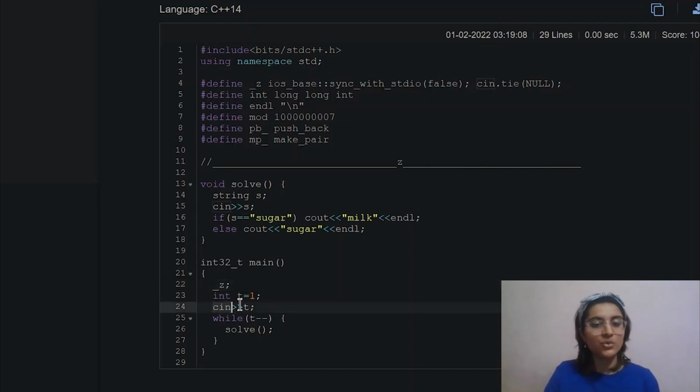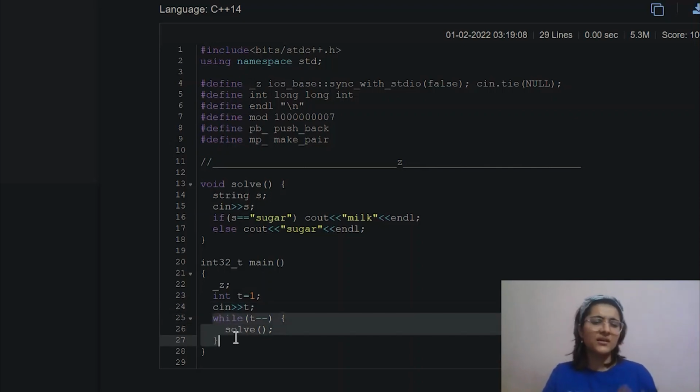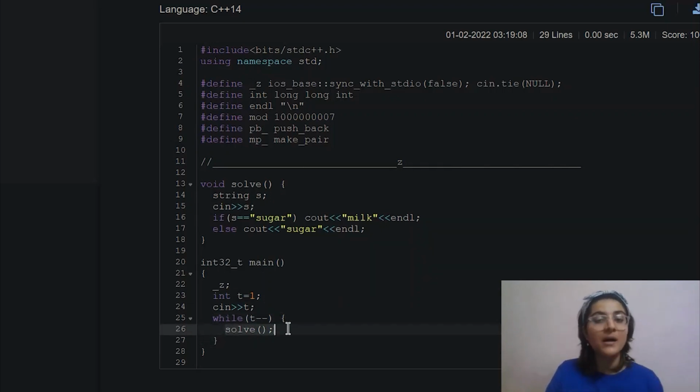The first thing I do is take t as my input, that is the number of test cases, and then I run a while loop, which essentially is similar to running a for loop from 0 to t minus 1. It'll essentially call the function solve t times.